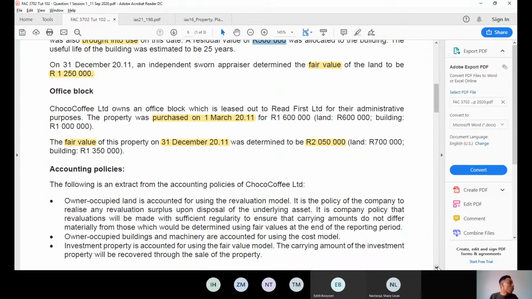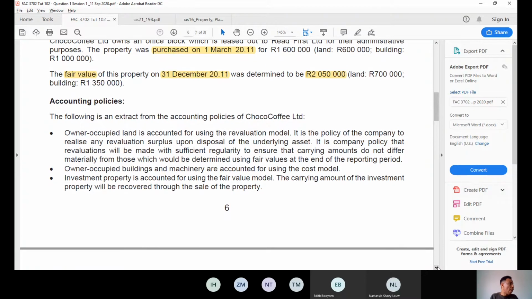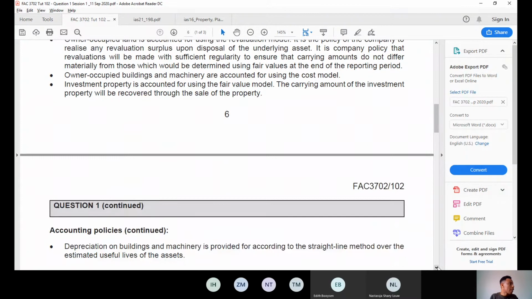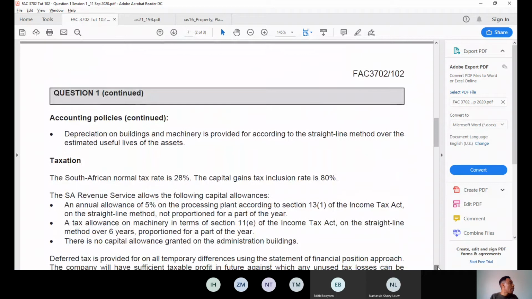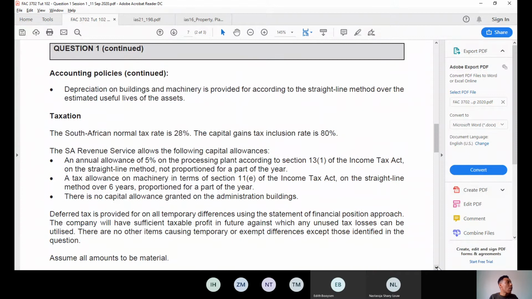They also give you accounting policies, which is important to read and understand, in terms of properties, machinery, investment property, and all those kind of things. We can read that on your own. Then obviously we know already in terms of depreciation, buildings and machinery is provided for according to straight line over the estimated useful lives of the assets.